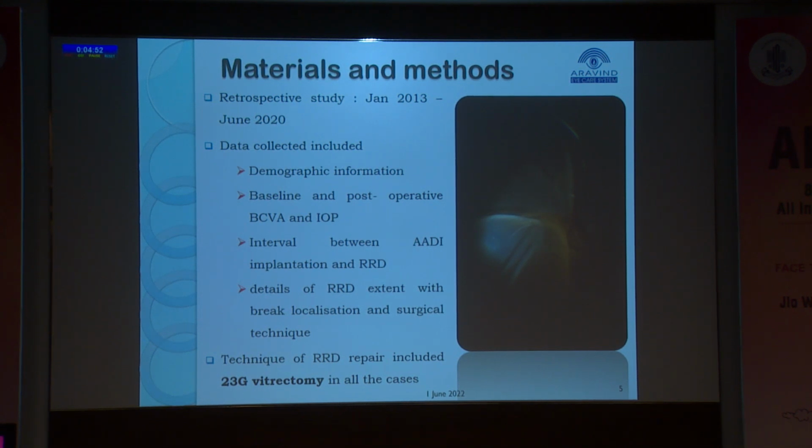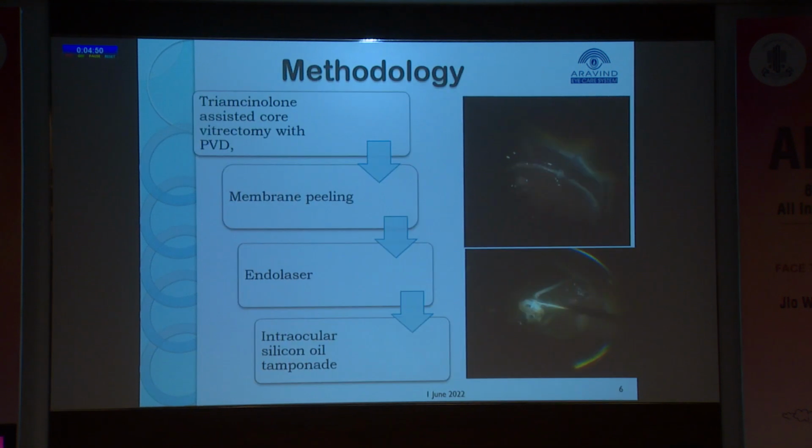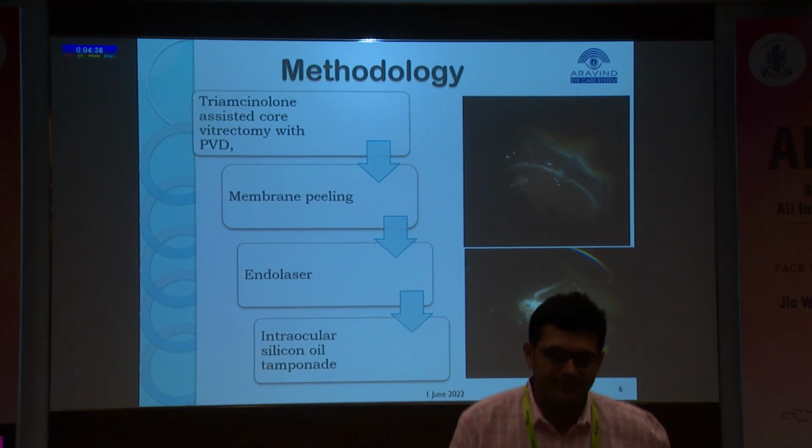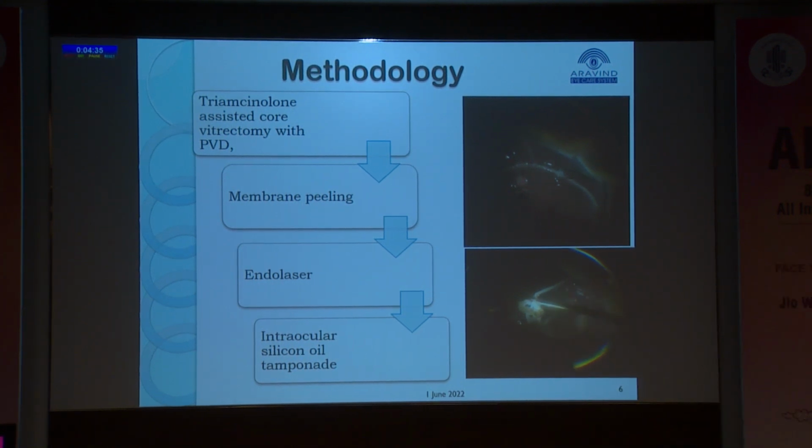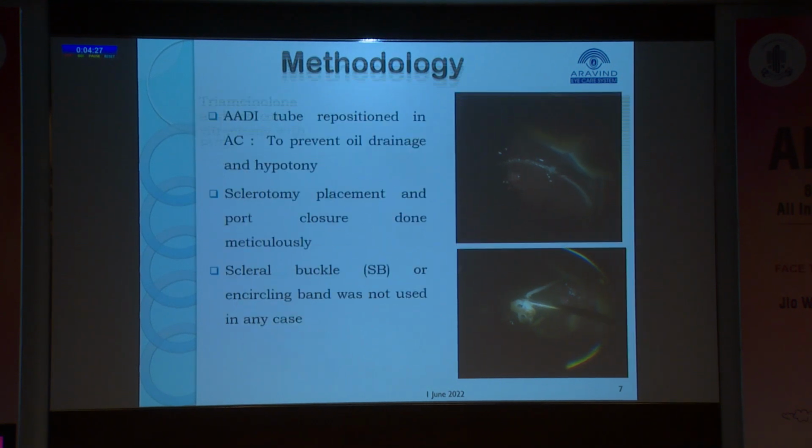Surgical technique was 23 gauge vitrectomy in all the cases. Cases which had choroidal detachment were drained as the initial step, followed by triamcinolone assisted core vitrectomy, PVD induction in all cases, and membrane peeling wherever required. After fluid air exchange, drainage retinotomy was done in those cases where the break was not identified. 360 endolaser was done in all cases, followed by intraocular silicone oil tamponade.